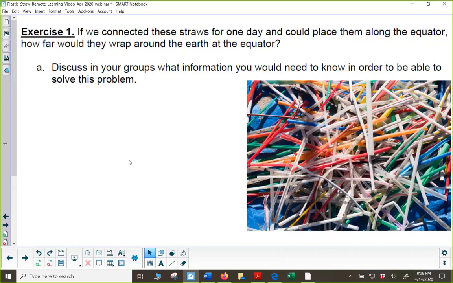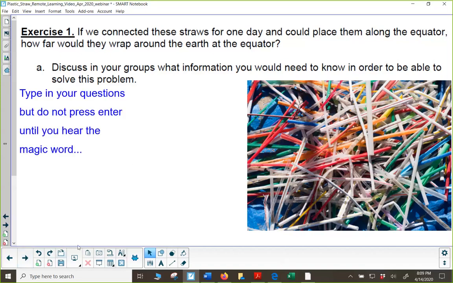until the magic word Pez comes up, and that didn't count when I said it just now, okay? So type in your questions, don't press until you hear the magic word. So go ahead, I'll give you 30 seconds. Some of you are already pressing enter or send. That's not the plan. You guys aren't listening. Fortunately, I don't know who you are, but I just know you're not.